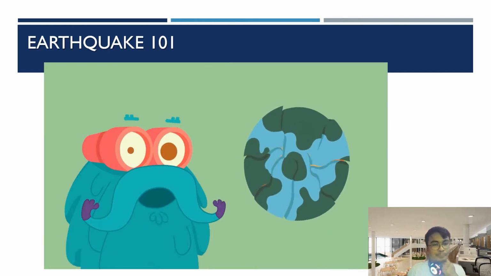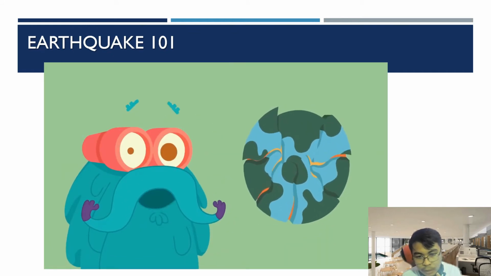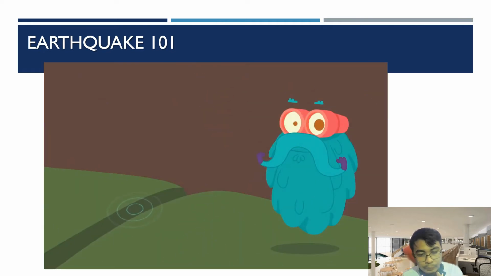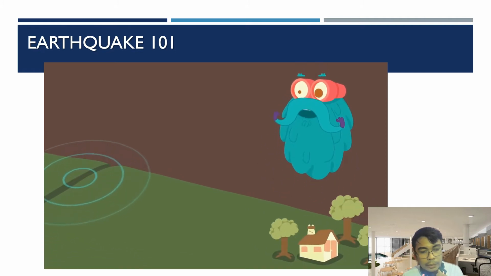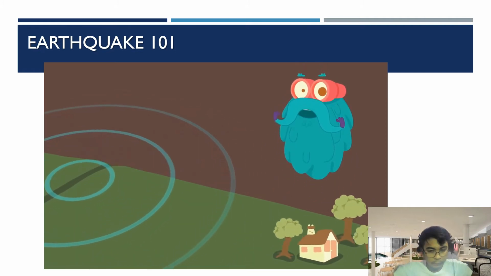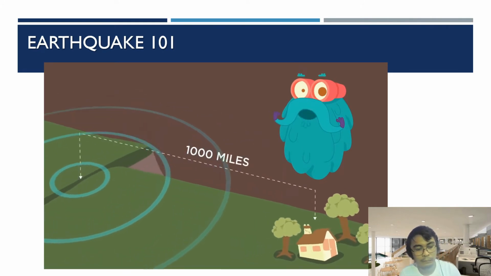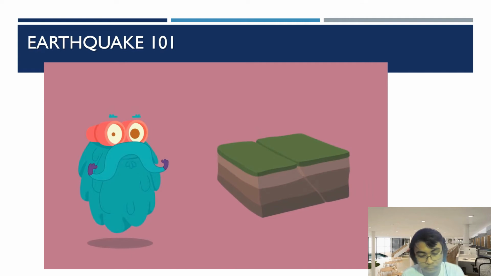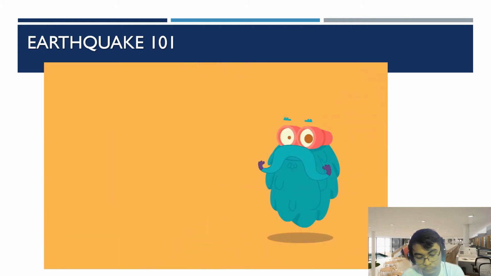So, when do you think it happens? Well, it happens all the time. But hey, don't be scared. Most of the times, we don't feel the quakes as they are too small to reach us. But sometimes they are so strong that they can be felt over 1,000 miles away. The place where the earthquake originates is called the hypocenter, and the place where it occurs on the Earth's surface is called the epicenter. There are 3 types of earthquakes.